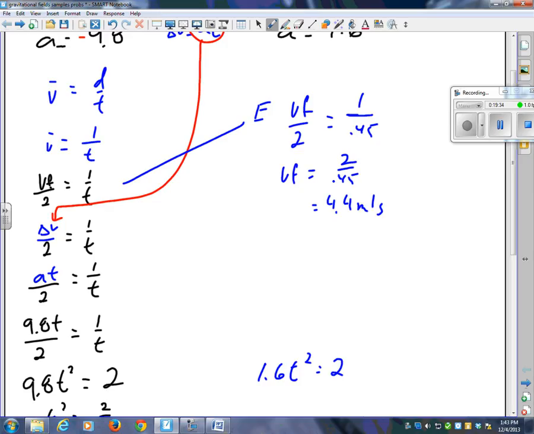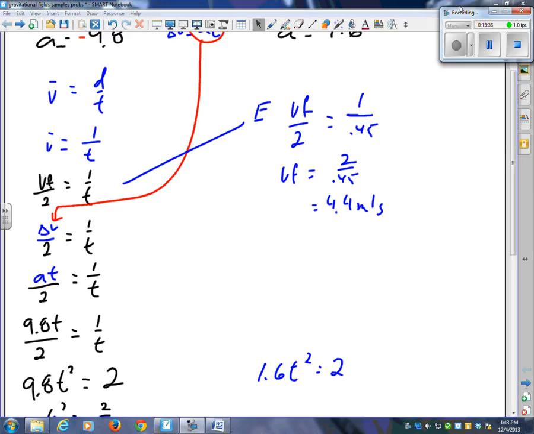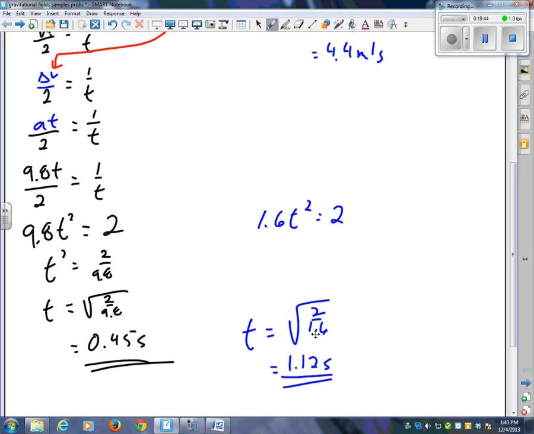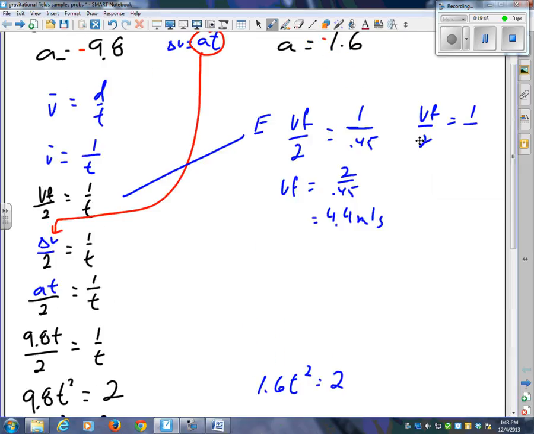On the moon, what would change? Would anything change? The time. It would be 1 over 1.12. Clearly it's going to be different, isn't it? 1.78 meters per second. It will hit the ground at a much lower speed, and it will take much longer.